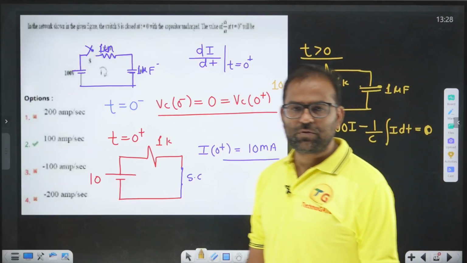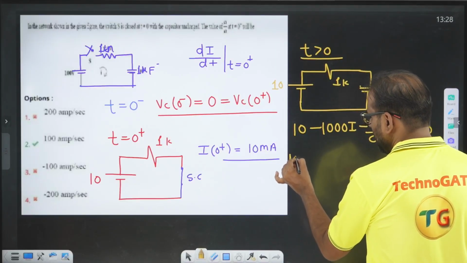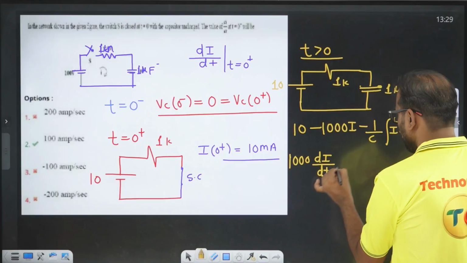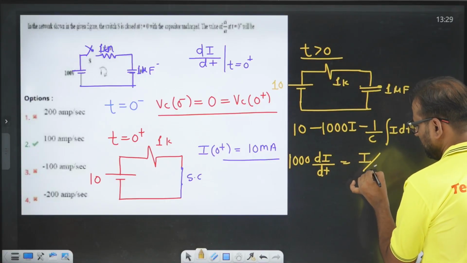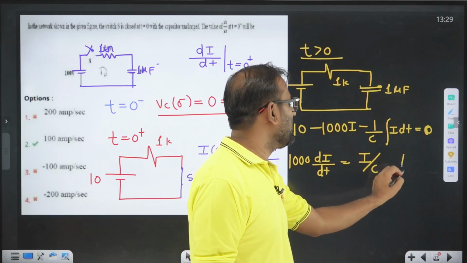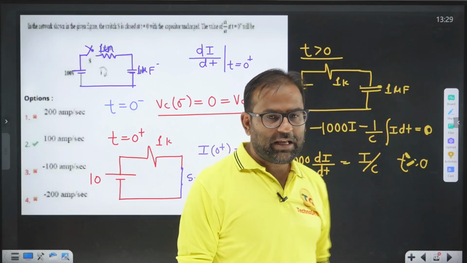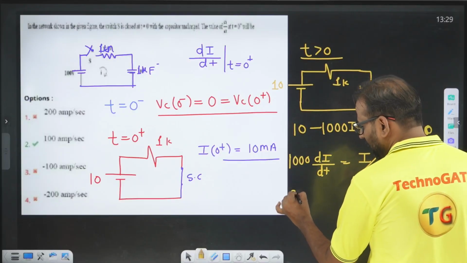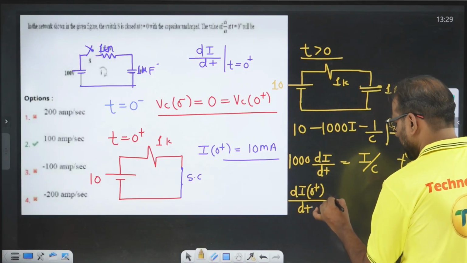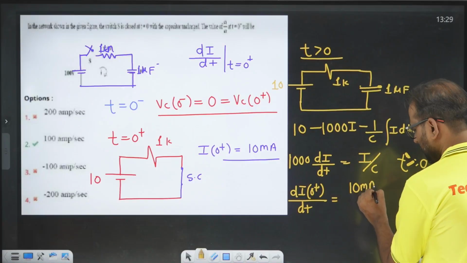What we are writing is Kirchhoff's voltage law. But this is an integro-differential equation, so let's differentiate it. So I can say 1000 di divided by dt equals minus I divided by C. Do you know that the solution of a differential equation is always valid for t greater than or equal to 0? If this solution is valid for t greater than or equal to 0, I can say that everything is valid for t greater than or equal to 0. So di/dt at 0 plus is given by I divided by C. What is I at 0 plus? 10 milliampere, divided by C.